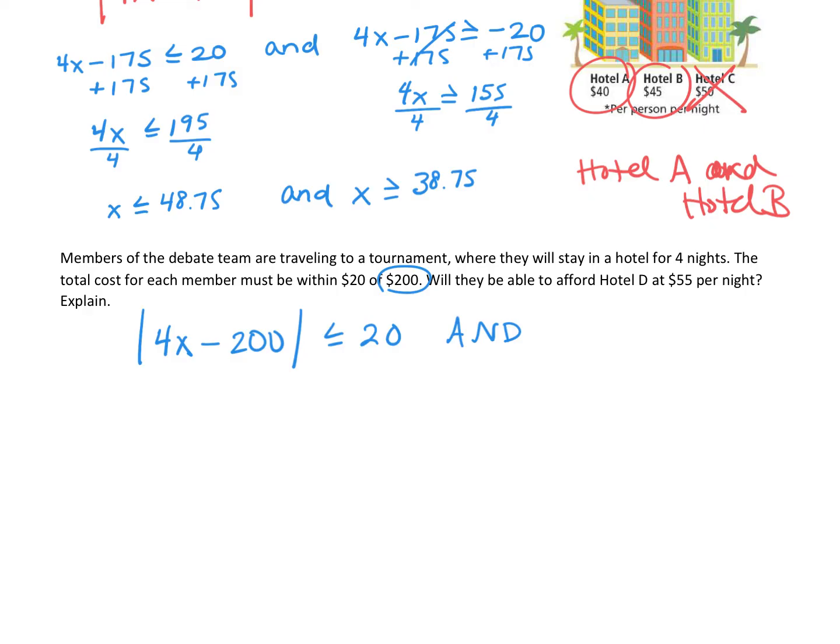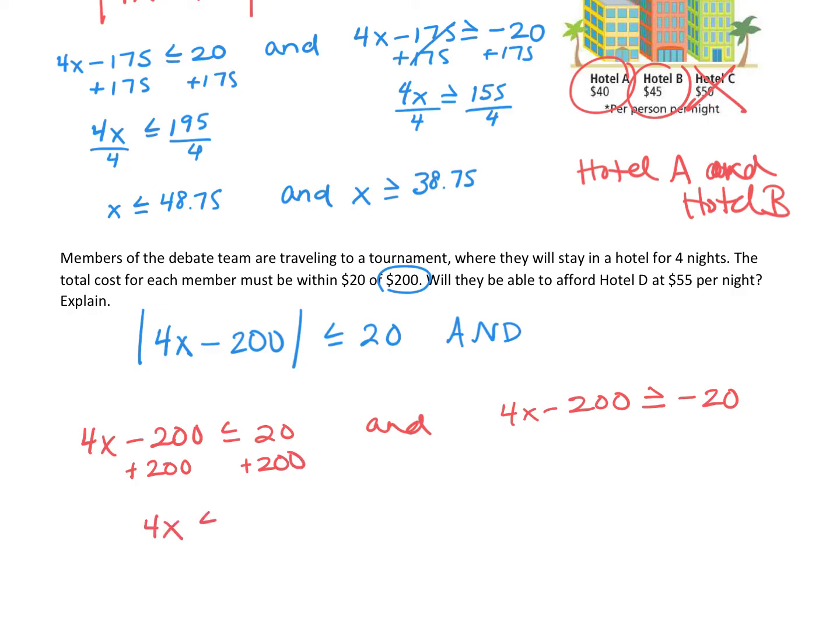And then we can rewrite this as a compound. So when we rewrite it, we just take the bars off. 4x minus 200 is less than or equal to 20. And we rewrite the 4x minus 200. And here's where we make 2 changes. Greater than or equal to, and then negative 20. And then we solve each one. We'll add 200 to both sides. So 4x is less than or equal to 220. Divide by 4. X is less than or equal to 55.